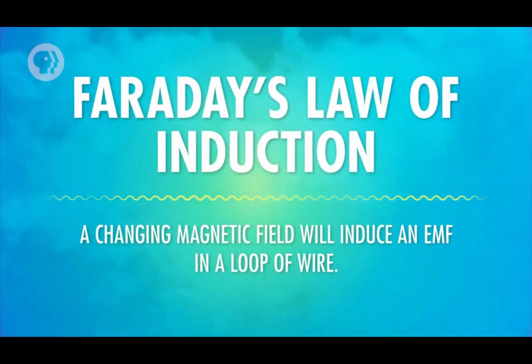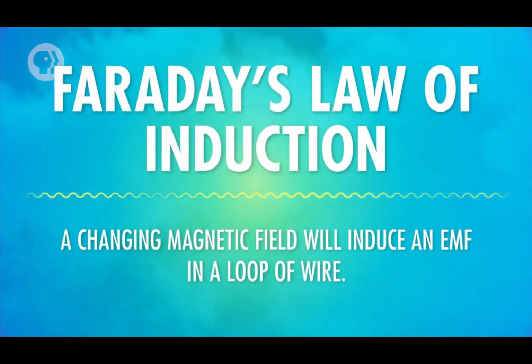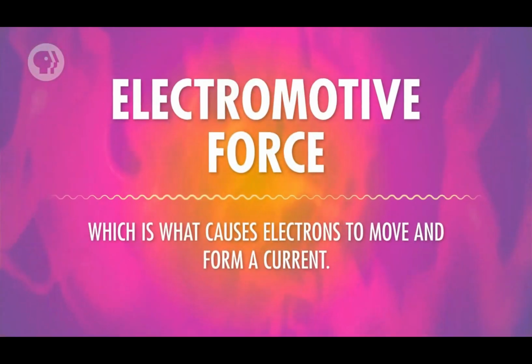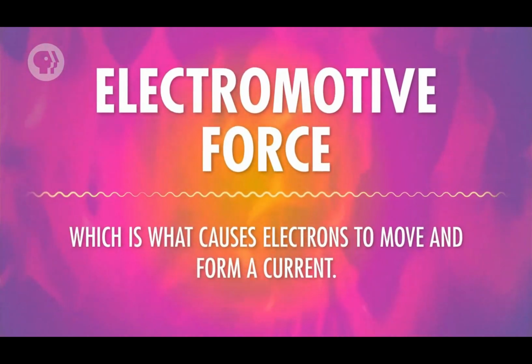He realized that he had been looking for the wrong thing. A constant magnetic field didn't cause an electric current in a loop of wire. Only a changing magnetic field did. These days we call this idea Faraday's law of induction. It says that a changing magnetic field will induce an EMF in a loop of wire. An EMF, you'll recall, stands for electromotive force, which is what causes electrons to move and form a current.